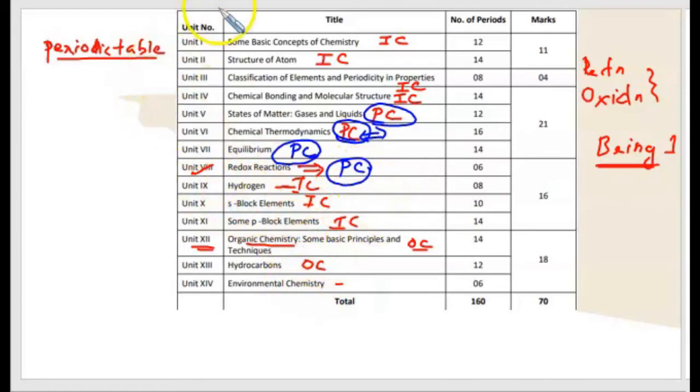So these are the chapters you have to study: basic concepts, atom, classification of elements, chemical bonding, states of matter, chemical thermodynamics, equilibrium, redox, hydrogen, S block, P block, organic chemistry, hydrocarbons, and environmental chemistry. Next we have to see what the deleted portions are.